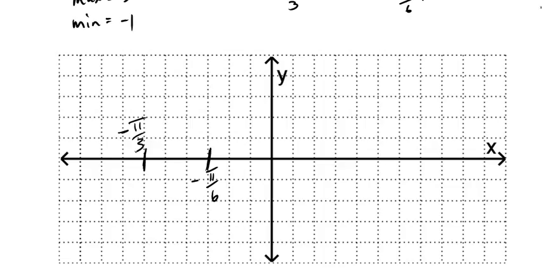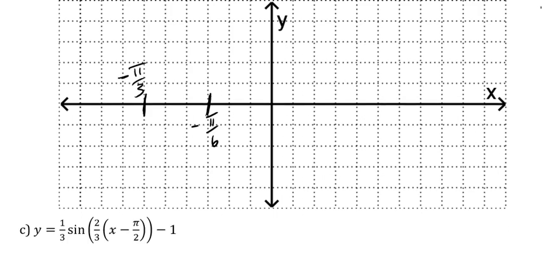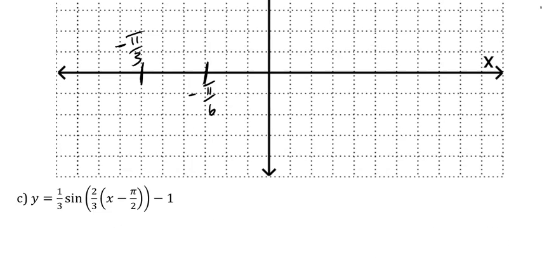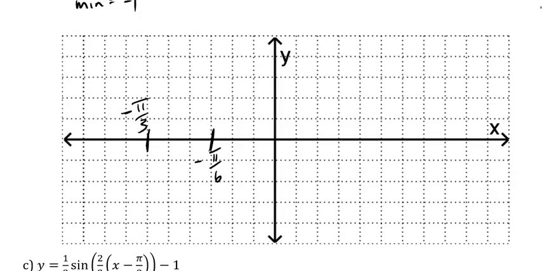Right? So there's my phase shift. So I know this is going to work. Oh, this is the wrong grid. Oh, I'm just going to have to scrunch my graph. That's okay.